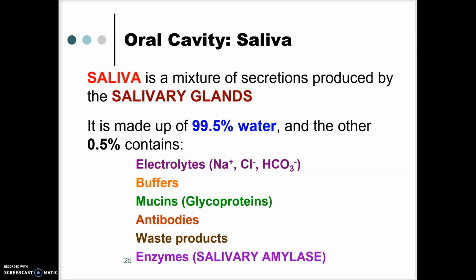Now, saliva is a mixture of secretions that are produced by your salivary glands, and for the most part, 99.5% of it's going to be water, okay? The other 0.5% is going to be made up of electrolytes like sodium chloride, bicarbonate. We're going to see buffers in there. We're going to see mucins, which are also known as glycoproteins, so proteins with sugar or monosaccharides associated with it. There's going to be antibodies there that will help an immune system. There'll be waste products, and for us, when we're talking about the digestive system, the interesting thing is going to be the presence of some enzymes, notably salivary amylase.